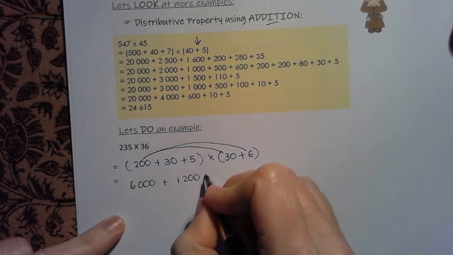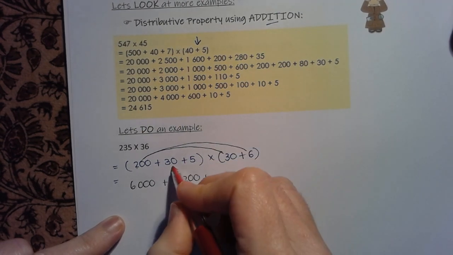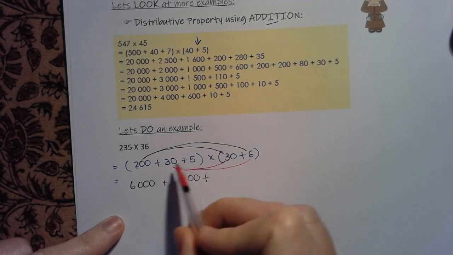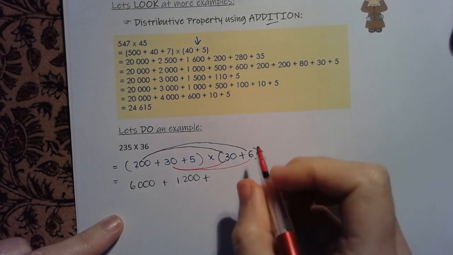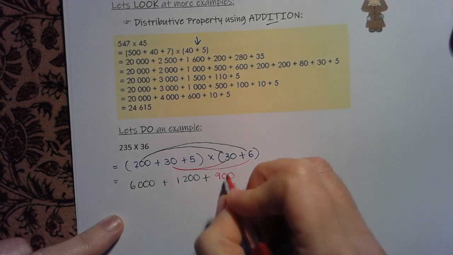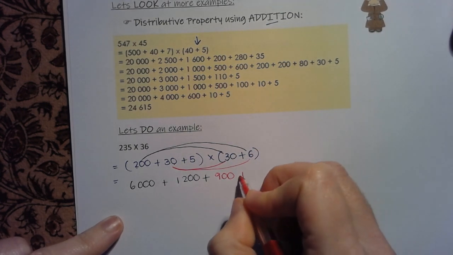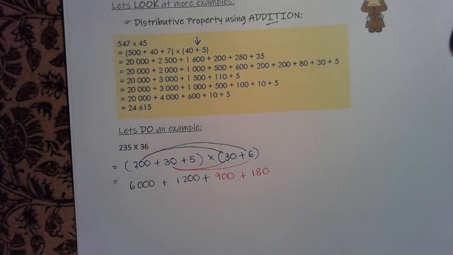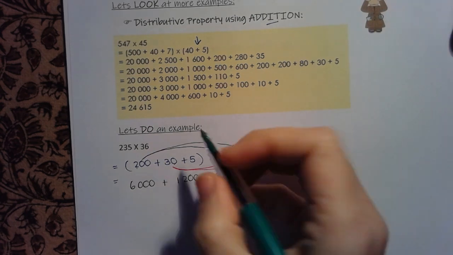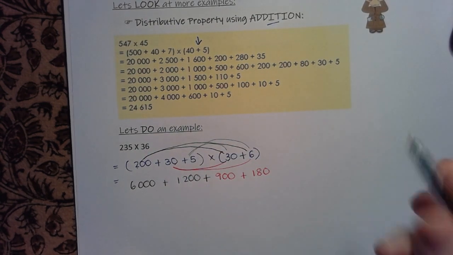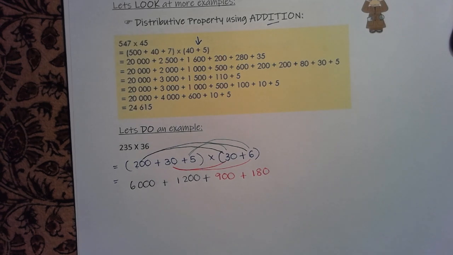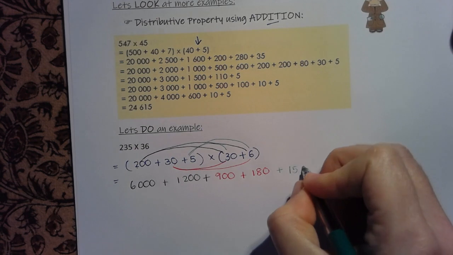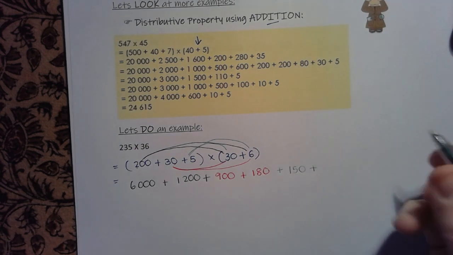Okay, and now we go to the next number, 30 times 30 and 30 times 6. So 30 times 30, 3 times 3 is 9, with how many zeros? 2 zeros, so that's 900. Okay, plus, and then 30 times 6 is 180. And now we go to the last one, the 5 times 30 and 5 times 6. So 5 times 30 is 150, and 5 times 6 is 30.